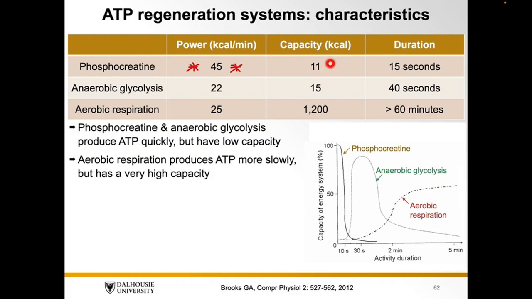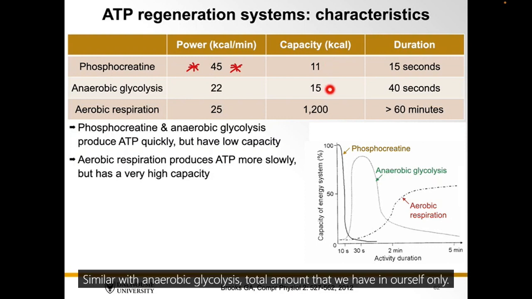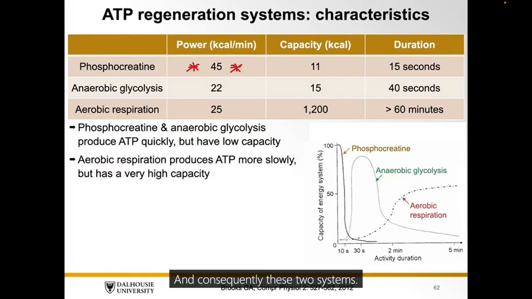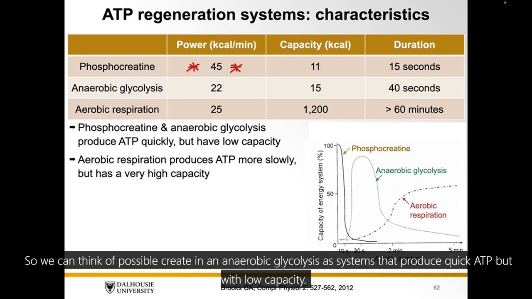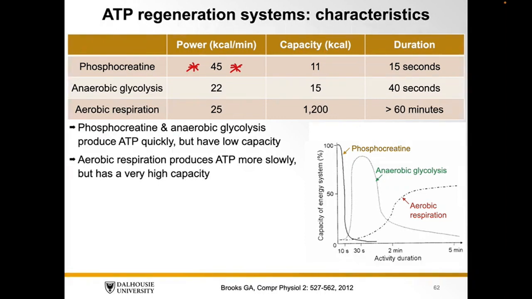It's not going to get you very far. Similar with anaerobic glycolysis, the total amount that we have in our cells is only able to produce about 15 kilocalories. And consequently, these two systems last only for a short amount of time, 15 seconds and 40 seconds. So we can think of phosphocreatine and anaerobic glycolysis as systems that produce quick ATP, but with low capacity.